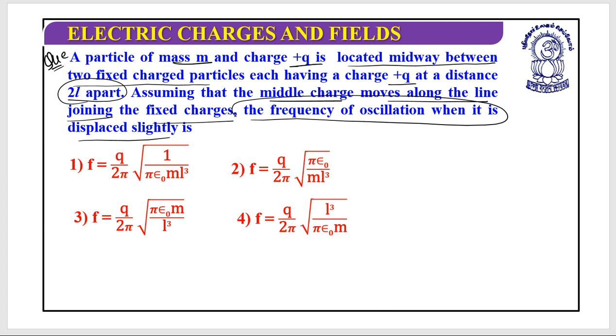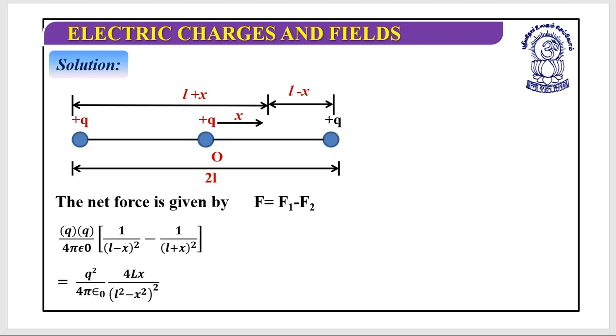So did you understand the question? Do one thing, make a rough sketch of it to see what the situation would be. Look at this. Here one of the charges is plus q. Here another charge is plus q. The separation between this charge and this charge is 2l. This is the midpoint where we have put another charge.